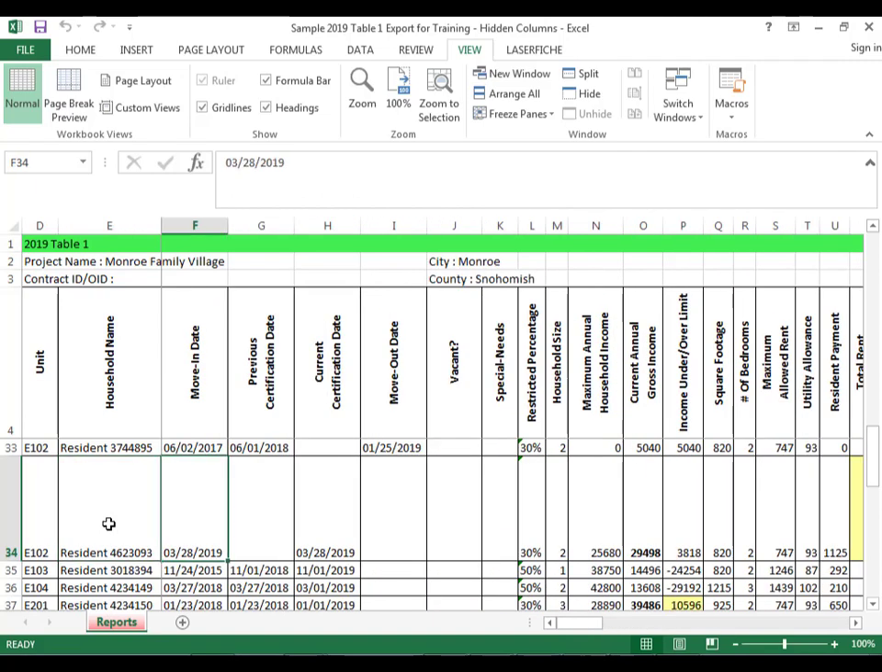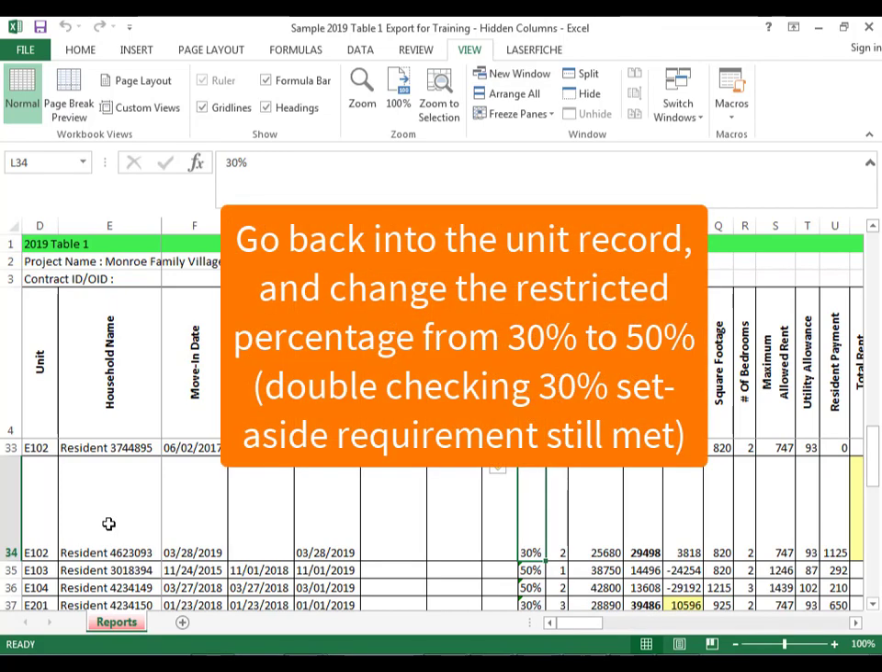Well, they were moved in as a 30% household. One thing we would want to look for is, did they transfer from another unit? This household did not transfer. This is a new move-in. So the next thing I would look to is pull out their certification and see, should they really have been designated at 50%? And with this household, that is the case.